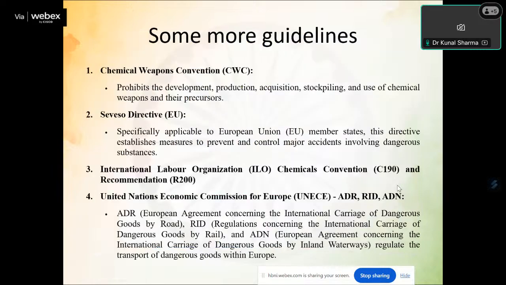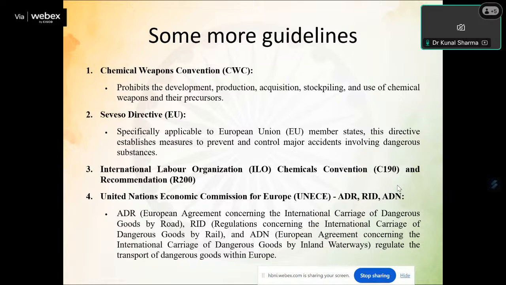Then there are some more guidelines which are very much required in international procedures, which I will not be covering in detail because time is constrained. One is the Chemical Weapons Convention, because we are on the same subject. The convention talks about prohibiting the development, production, acquisition, stockpiling, and use of chemical weapons and their precursors.